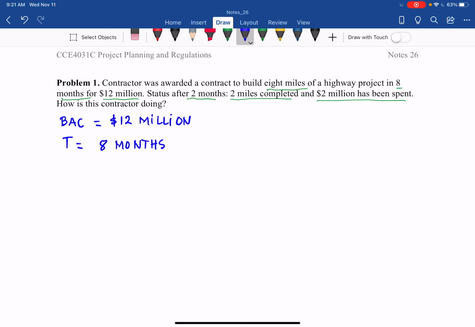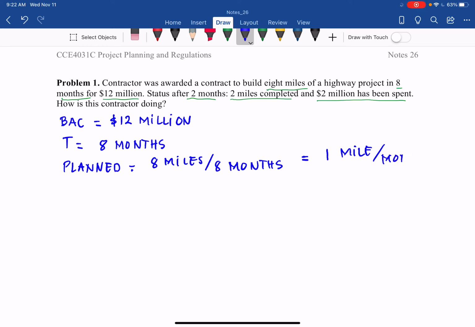If we assume that it is linear, then based on our plan, 8 miles in 8 months, it means per month, 8 miles completed in 8 months, then 1 month based on our plan will be 1 mile per month. Now, after 2 months, what does it look like?